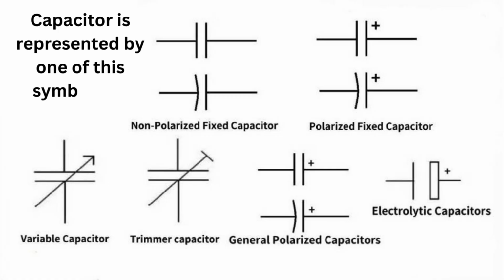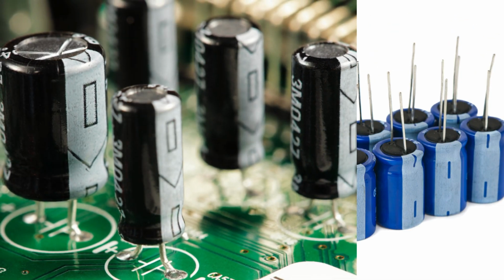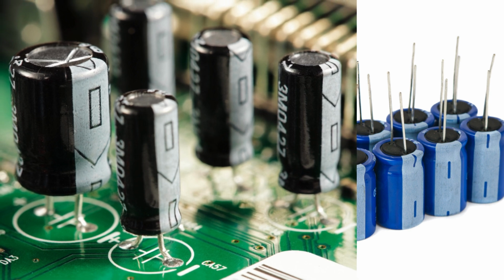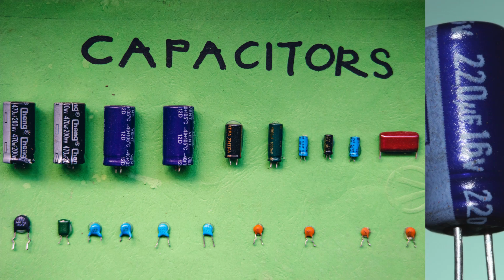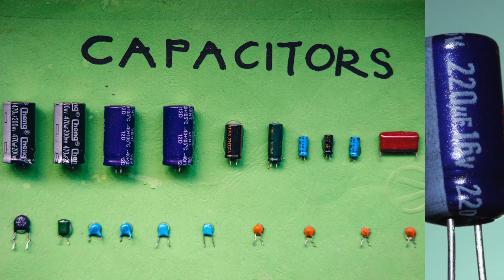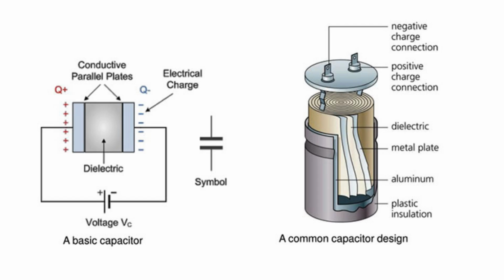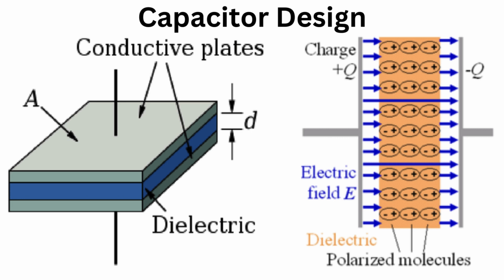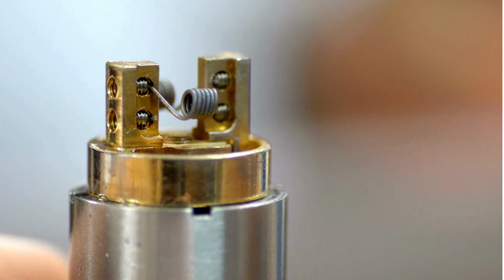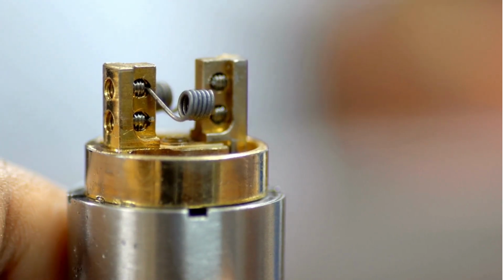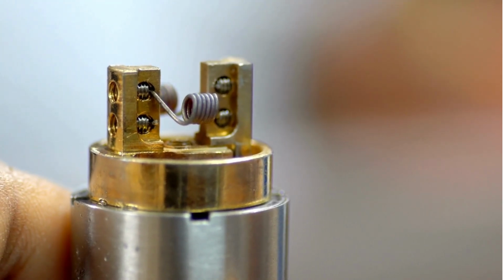What exactly is a capacitor? In simple terms, a capacitor is an electronic component that stores and releases electrical energy. Think of it as a small battery, but with some unique characteristics. A capacitor consists of two conductive plates separated by an insulating material called a dielectric. When you apply voltage across these plates, an electric field builds up and stores energy. When the voltage is removed, the capacitor can release this stored energy back into the circuit.